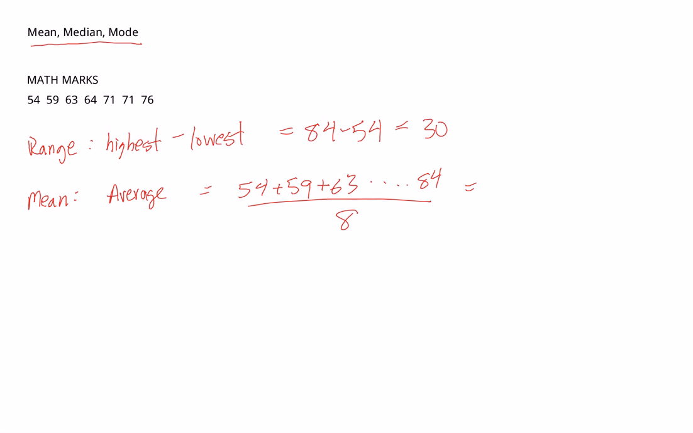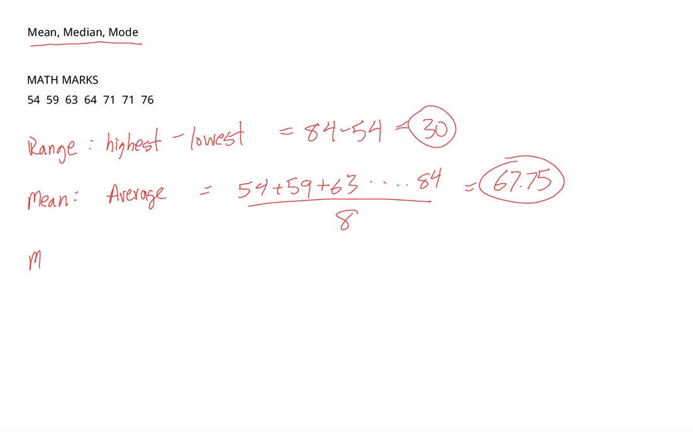So if we do that on our calculator, we get an answer of 67.75. So that means for this set of data, our mathematical average is 67.75. So if this was a report card or something like that, your mark would be 67 or 68% if we round it up.